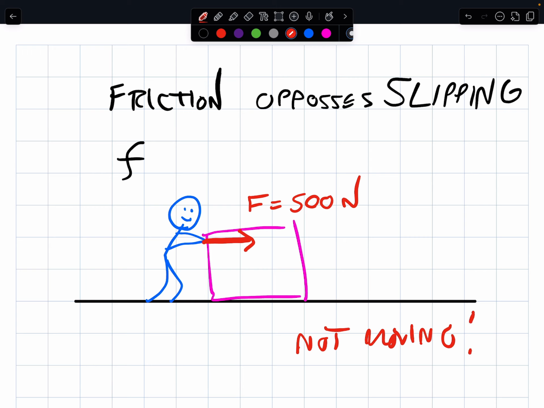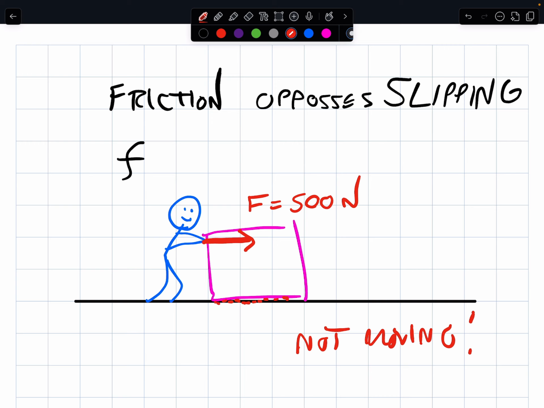So why isn't it moving? Well, because there's friction between the box and the floor, and that friction opposes slipping between the two surfaces. The causes of that friction have to do with what's going on between these two surfaces. It can get complicated, but we're not going to worry about the complications here. Friction is like a sticky stick between the surfaces that wants to oppose slipping.